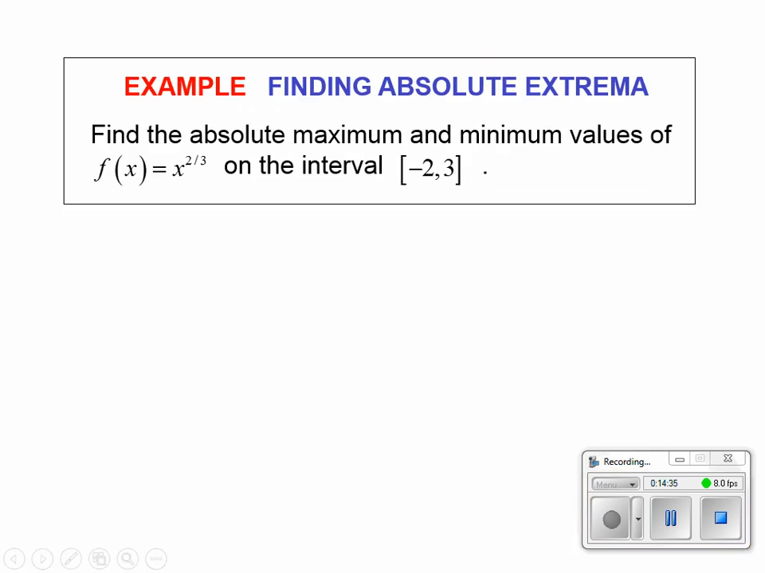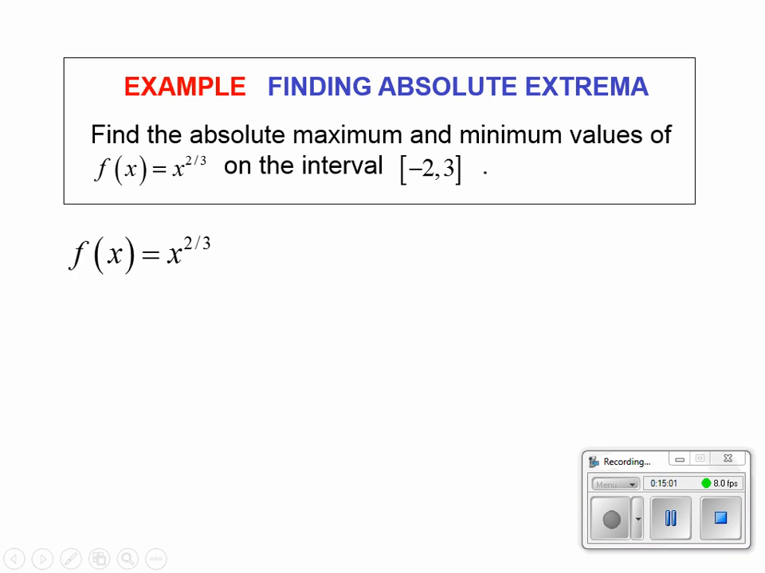So we're going to do one together, and then you'll do one on your own. We have this function f of x equals x to the 2/3, and we want to find the absolute max and the absolute min on the interval from -2 to 3. What do you think the first thing we have to do is? Find the derivative so we can find our critical points. What's the derivative of x to the 2/3?